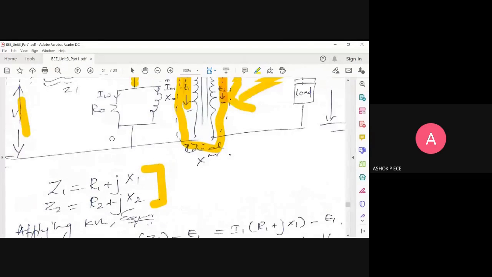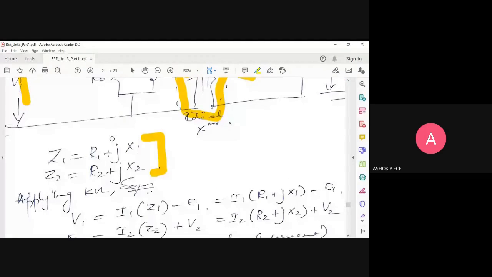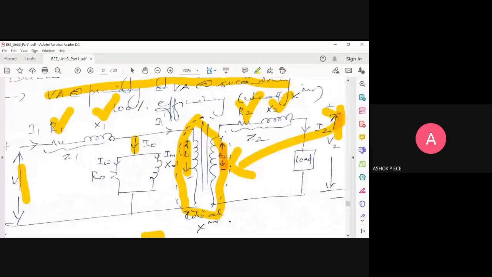Now apply KVL at the primary, assuming the shunt components are not going to dominate. So leave this component for now because I'm having a load there. What will be the KVL at the primary of your transformer? See the diagram and one of you say the KVL equation at the primary of your transformer.